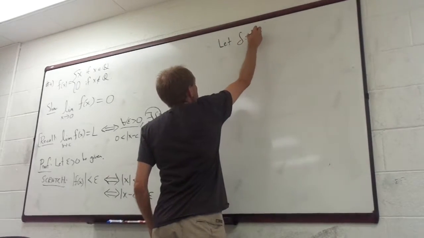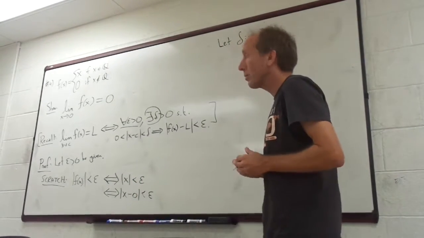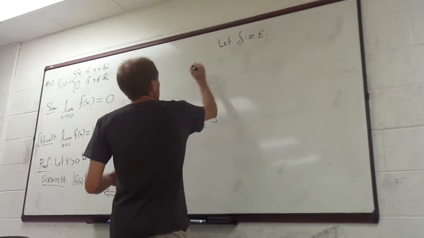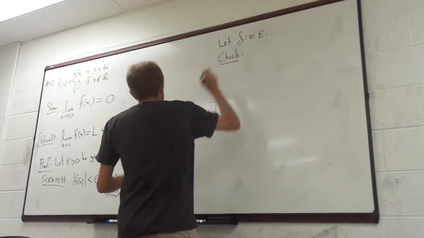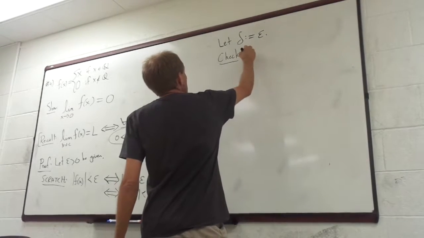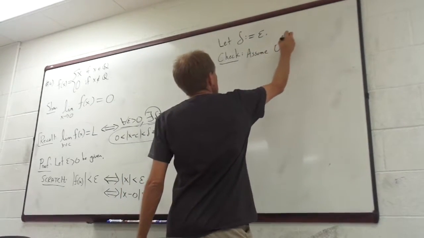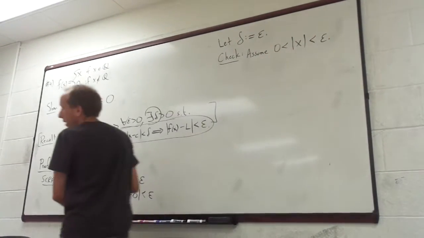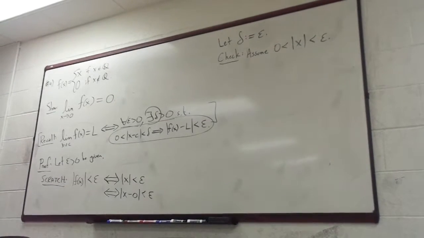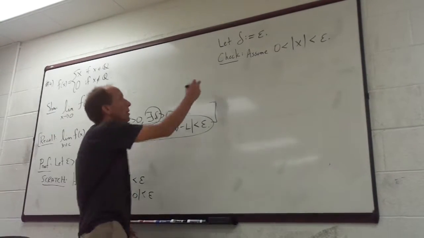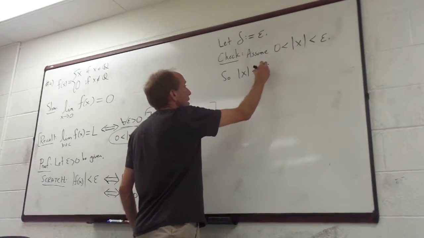Let's let delta equal epsilon. Okay. And then basically from there, you just have to check that delta works. So check that it works. So the check is just this line right here. Okay. So what are you going to do? You're going to say, well, assume that 0 is less than absolute value of x is less than epsilon. And I'm just putting in c equals 0 on that. Okay. So I actually already know that this is true. Okay. So the absolute value of x is less than epsilon.